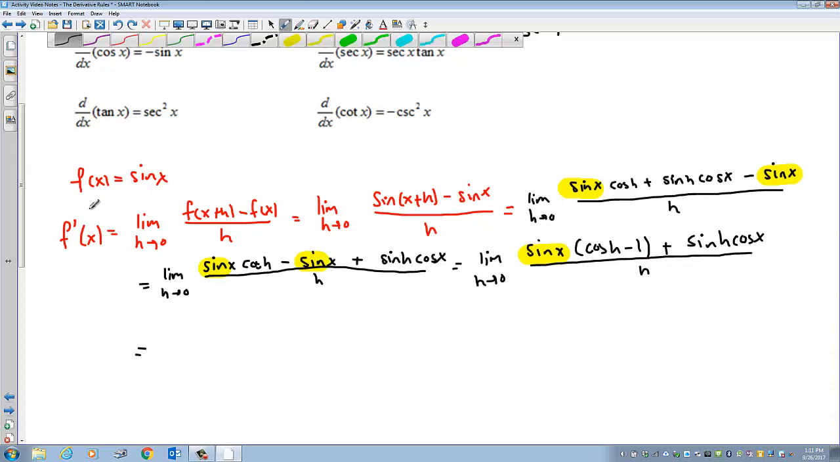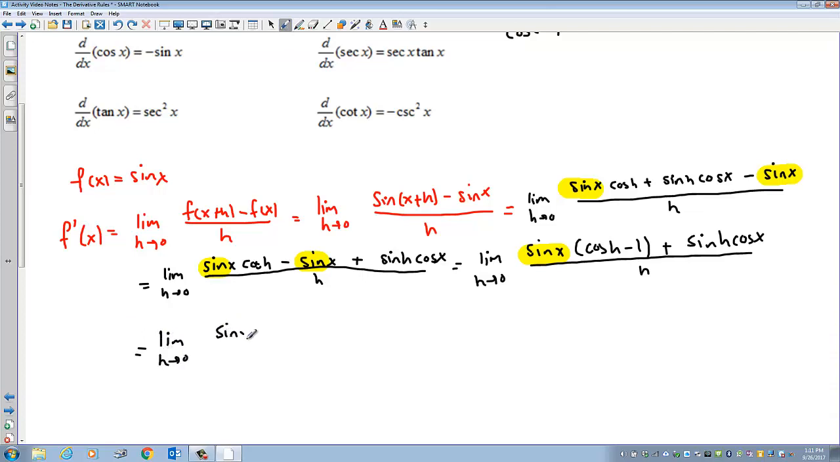And so what I have now will be this limit as h goes to 0 of sine of x times, I'm going to write this as cosine h minus 1, all divided by h. So we give h that first term, plus, I'm going to rewrite this a little bit, so I'll write this as cosine of x times, and I'll write the sine of h on the right, and this is also divided by h. Let's just put it in parentheses for fun, so it pops.